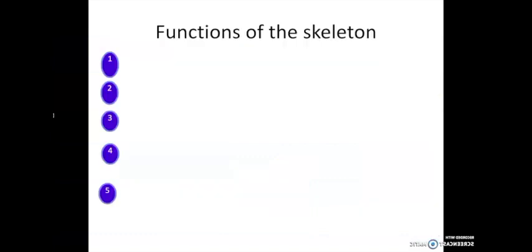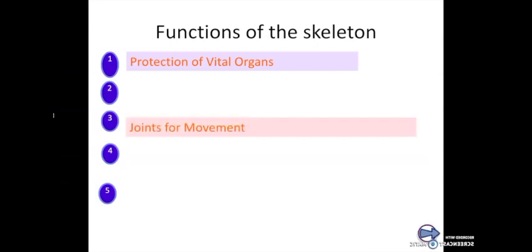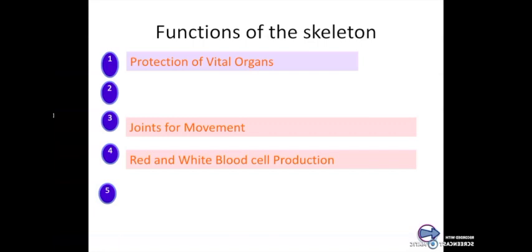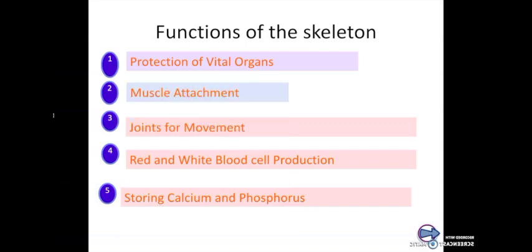So there are 5 functions of the skeleton. Hopefully you remember them. Let's have a quick look through. We've got protecting our vital organs. Like we looked at, the cranium protects our brain, obviously super important, and there are other ones as well. We've got joints for movement, red and white blood cell production, storing calcium and phosphorus, which the body needs, and muscle attachment, which we will go through as we go through the presentation.